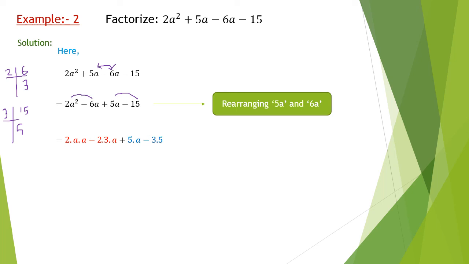Now there are 4 terms, so we are going to take only 2 terms at a time, first 2 and last 2. You can clearly see from the first 2 what is common. From the first 2, 2 is common, isn't it? 2 is in both terms, so we can say 2 is common, and a is also on both terms.